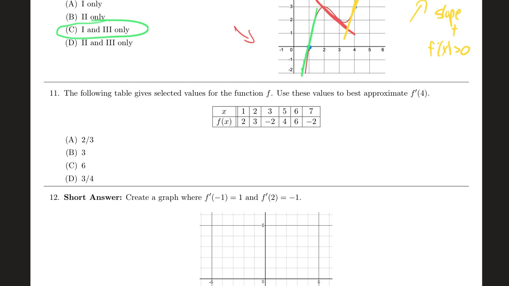The following table gives selected values of the function f. Use these values to best approximate f prime of 4. This kind of uses our first learning objective, to approximate the derivative. We can use the average rate of change of values that are close to 4, and the values that are closest to 4 are 3 and 5. To find the average rate of change there, I have y values on the top, x values on the bottom. That average rate of change is going to be the best approximation I can find using this limited amount of information.